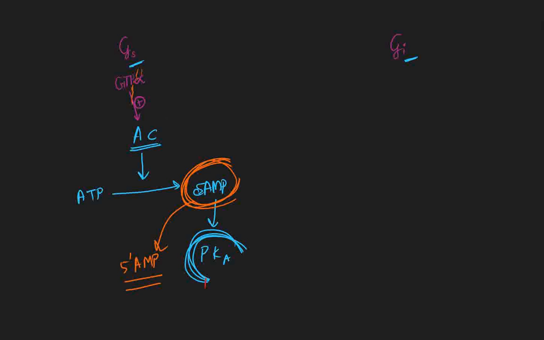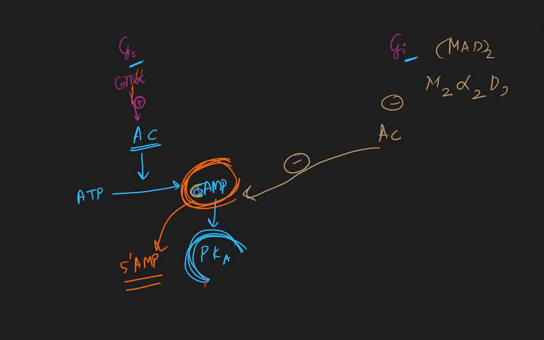Now let's look at the functions of your G inhibitory subunit. It is just the opposite of G stimulatory. That is, it will inhibit your adenylyl cyclase and therefore will inhibit the formation of cyclic AMP. The receptors which act through G inhibitory function are MAD2. What is MAD2? Muscarinic receptor 2, alpha 2, dopamine 2. These are the receptors which act through G inhibitory mechanism.